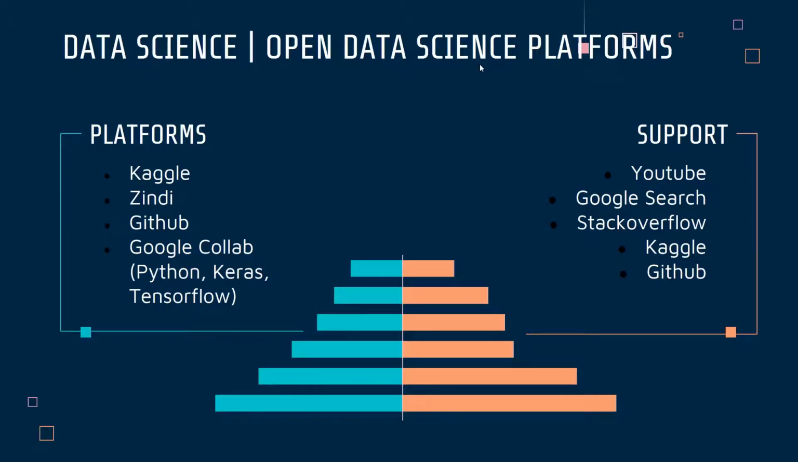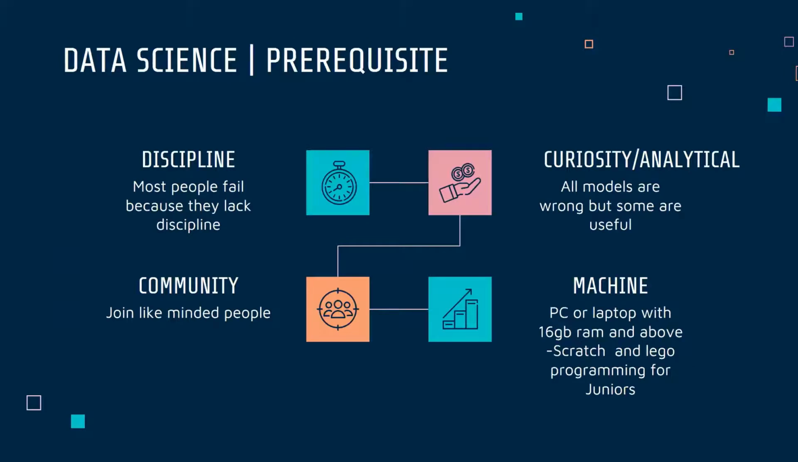And I mean, Google has contributed a lot in data science in Python alone. They've got libraries such as Keras and TensorFlow, which are used especially for deep learning. And I've already mentioned on the right, there's a lot of support for data science from YouTube, Google Search, Stack Overflow, Kaggle, and GitHub. The next slide, please.